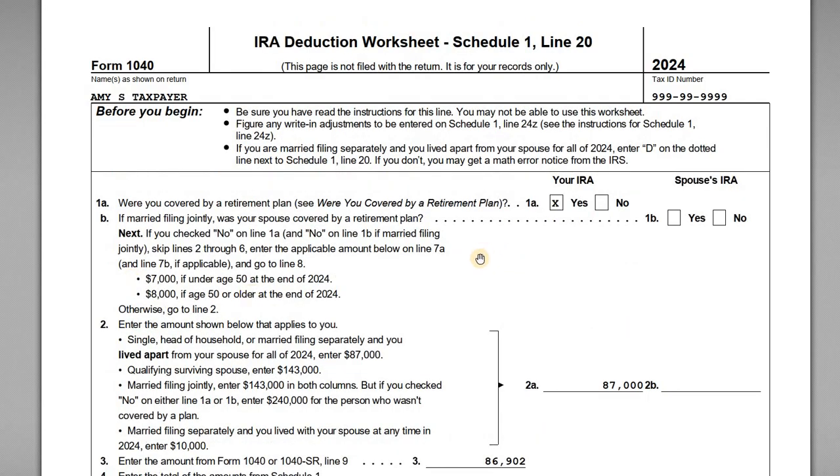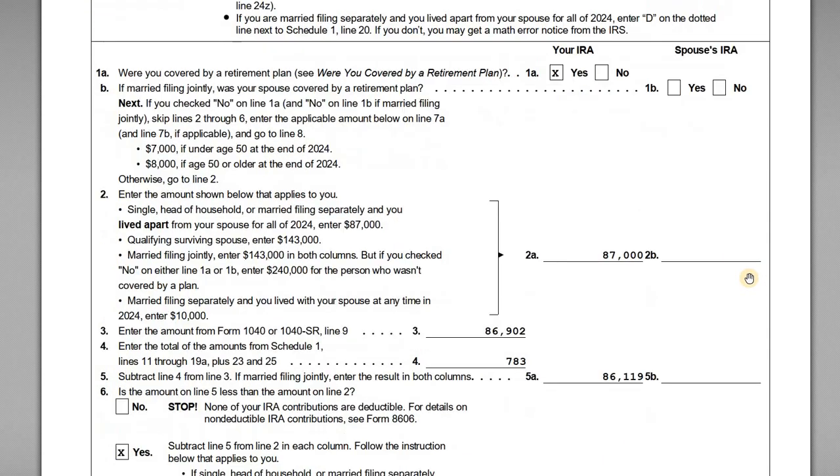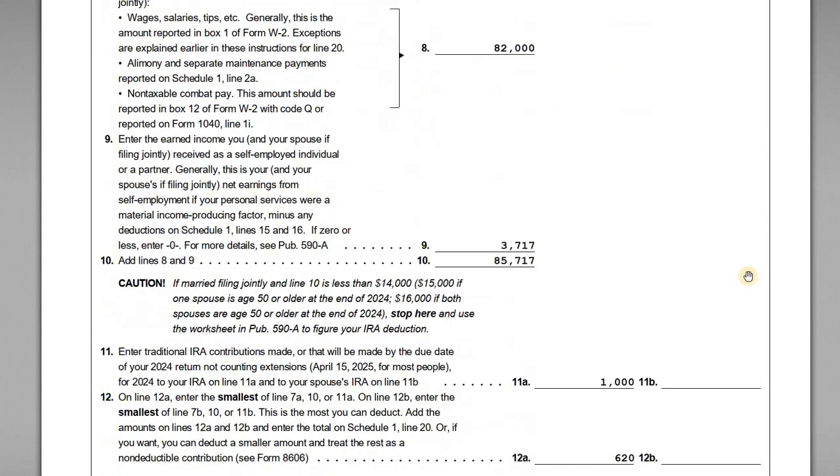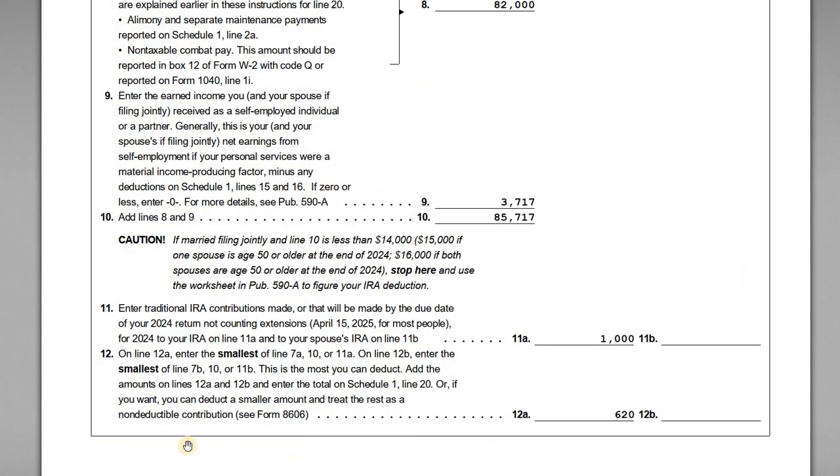This is important if you are covered by a retirement plan at work and you make contributions to IRAs. You need to compute this worksheet to figure out how much you can actually write off. In Amy's case, she is covered by a retirement plan at work. So she's going through the worksheet, and when she gets to the very bottom, she determines that the deductible portion of my traditional IRA contribution is going to be only $620, even though I put in $1,000.